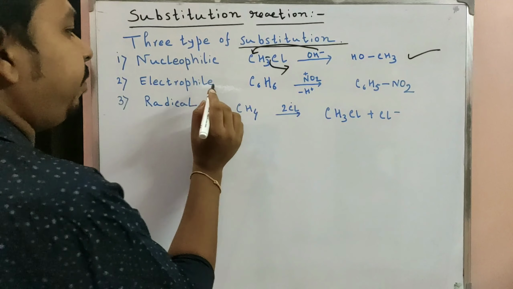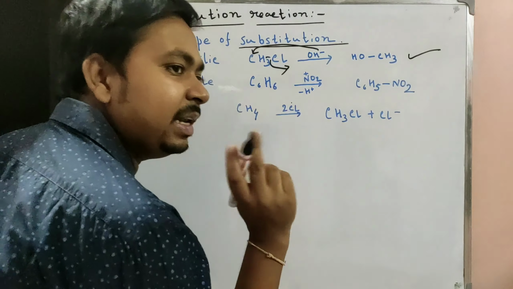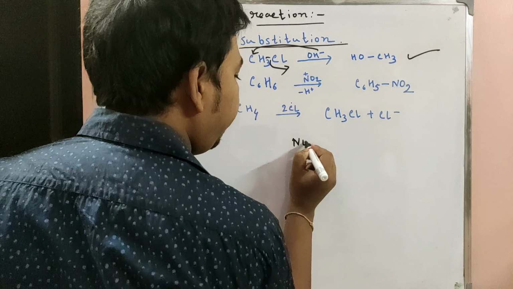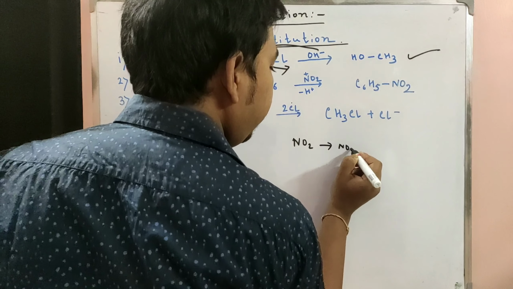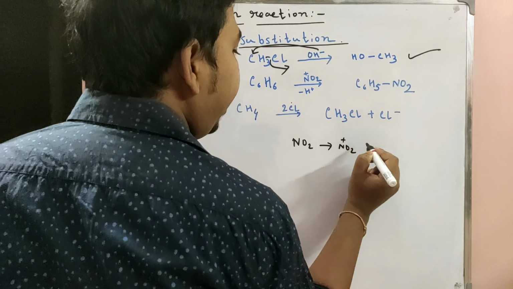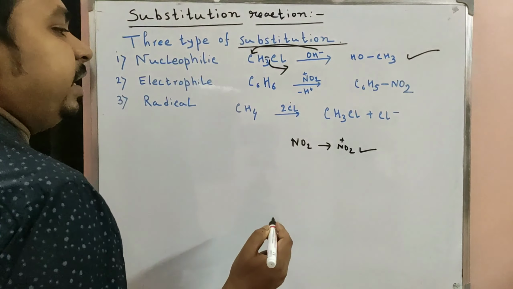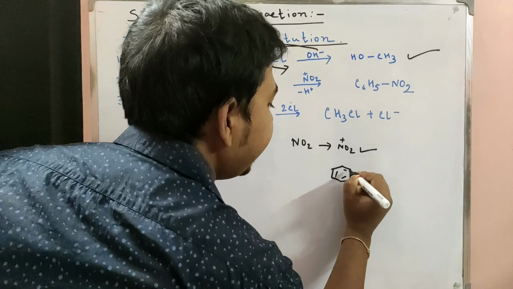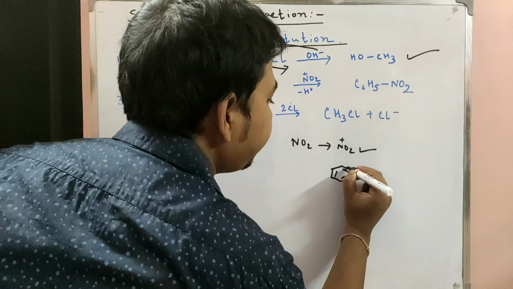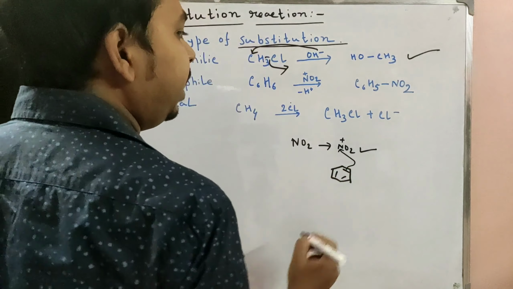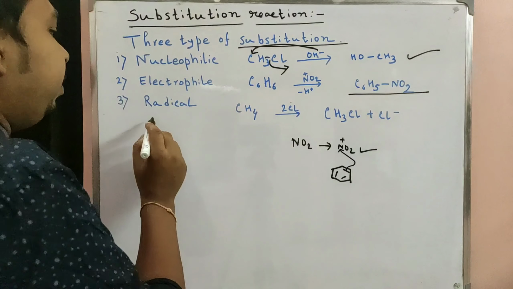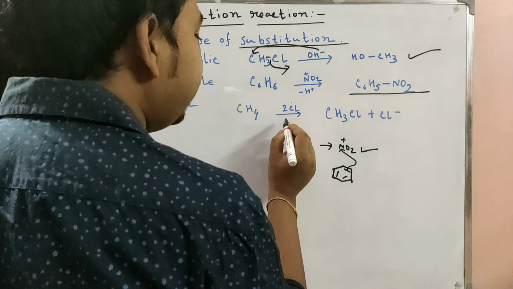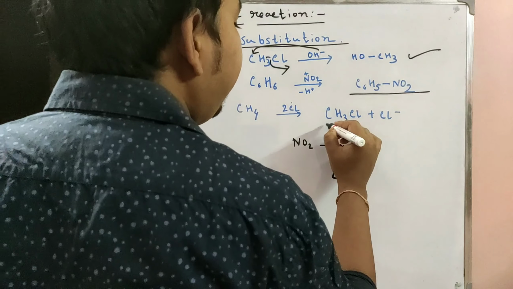And the second one is electrophilic substitution reaction. In that reaction, NO2 forms NO2 plus, so at first the electrophile forms, then after formation of this electrophile, the aromatic nucleus attacks this electrophilic center and forms this product. And the third one is the radical pathway, so at first this radical forms and then forms this product.